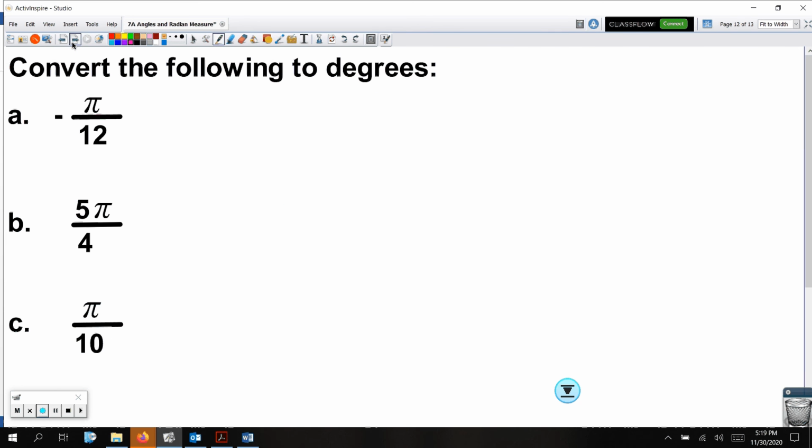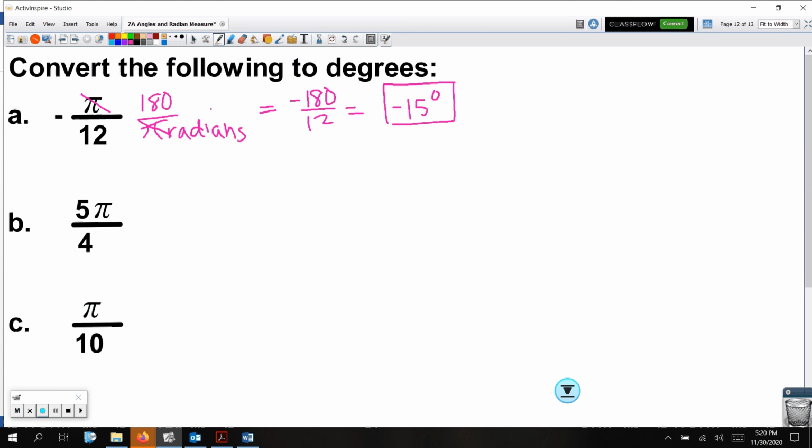When we go from radians to degrees, I'm going to write it out this first time, okay? So I'm taking negative pi over 12, and I'm going to multiply by 180 over pi radians. What happens is the pi's cancel out. What I have is negative 180 divided by 12. And then that gives me negative 15 degrees. Okay, there's no more pi, it's all in terms of degrees. The pi's cancel each other out.